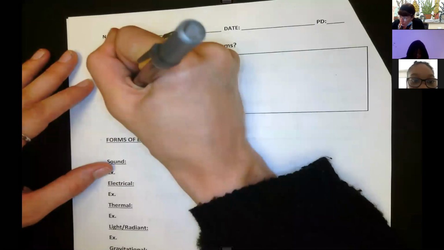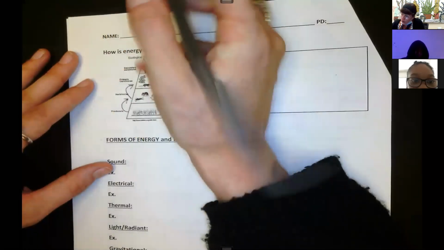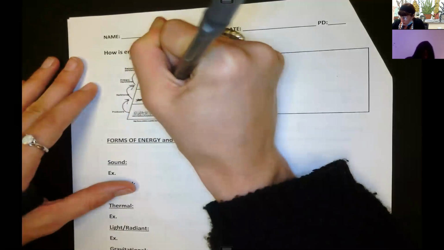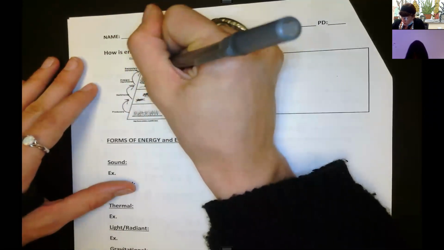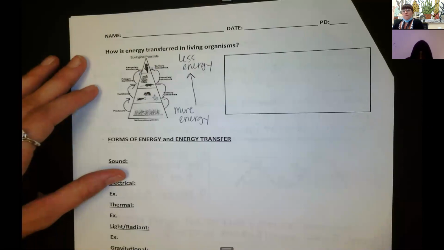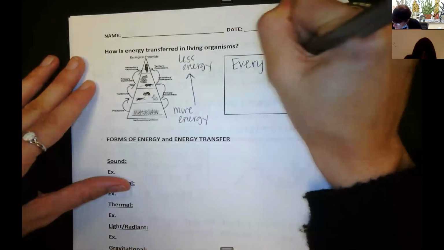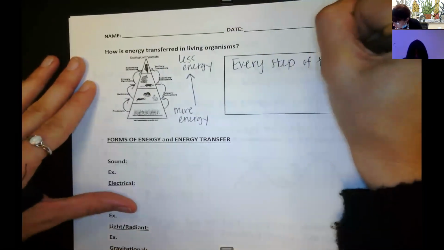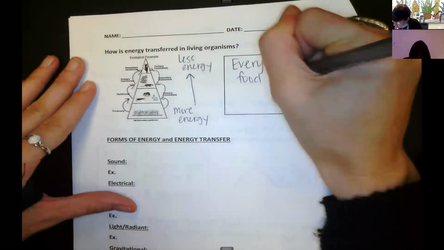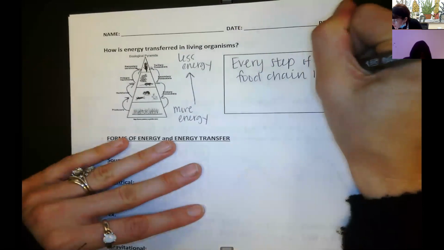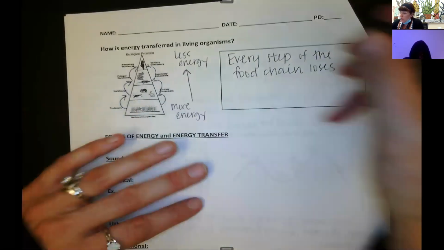The producers give their energy to the herbivores. The herbivores give their energy to the primary carnivores, or we call them secondary consumers, and so on. So every step of the food chain loses a little bit of energy because it takes energy to consume it.